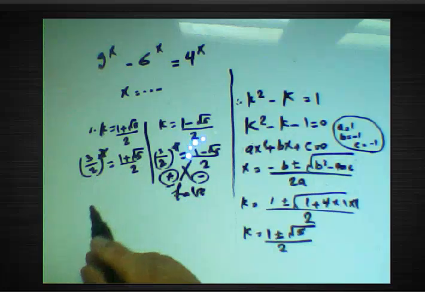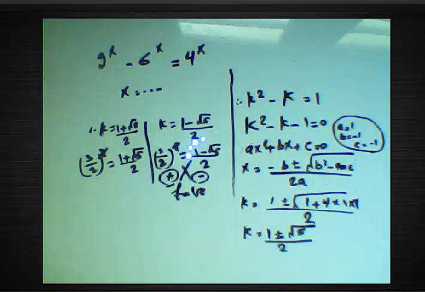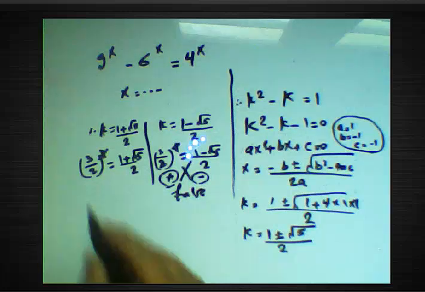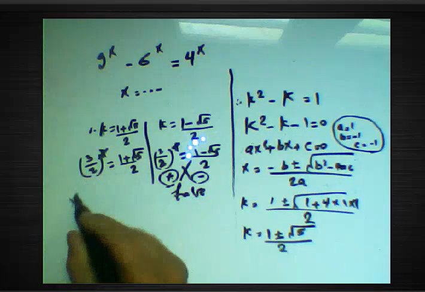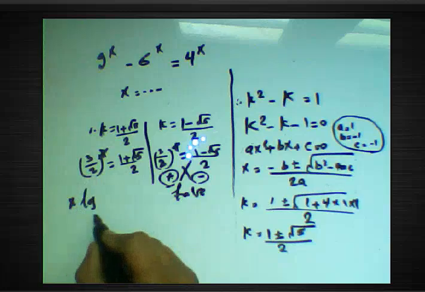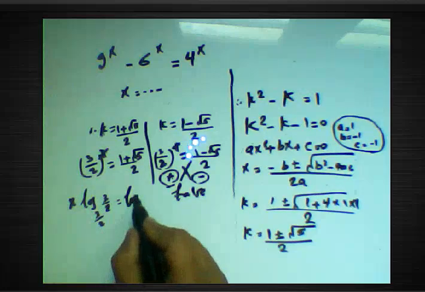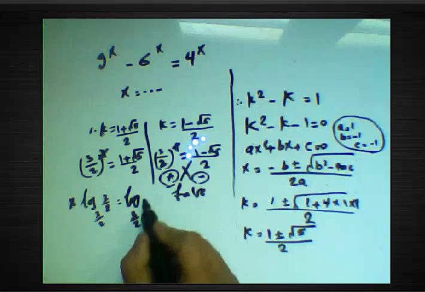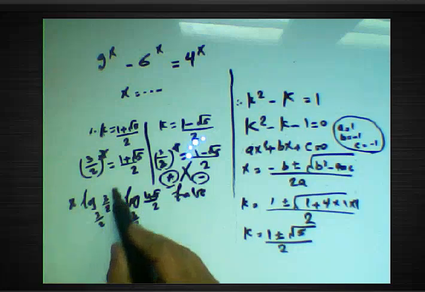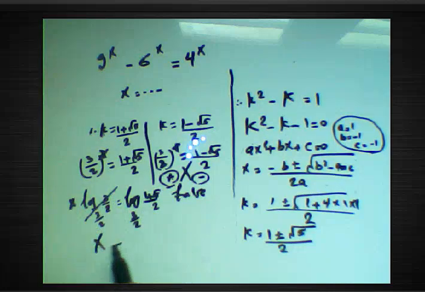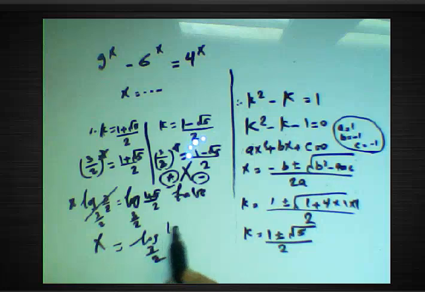We can use a logarithm here, the logarithm to the base 3 over 2, write x outside, 3 over 2 to 3 over 2 equals logarithm with base 3 over 2 of the number 1 plus root 5 over 2. It will be 1 times x, so x equals logarithm to the base 3 over 2 of 1 plus root 5 over 2, it's the value of x.